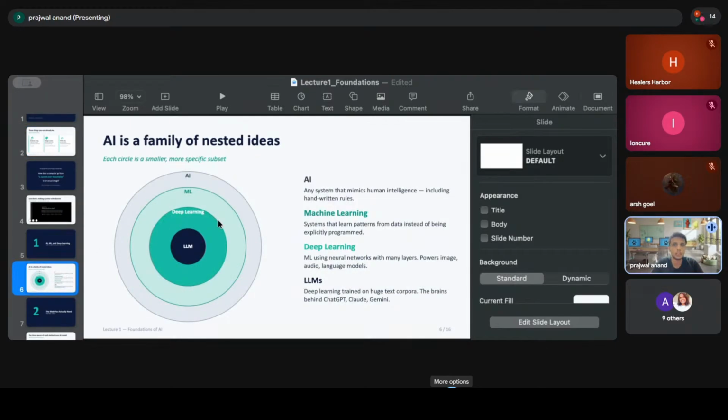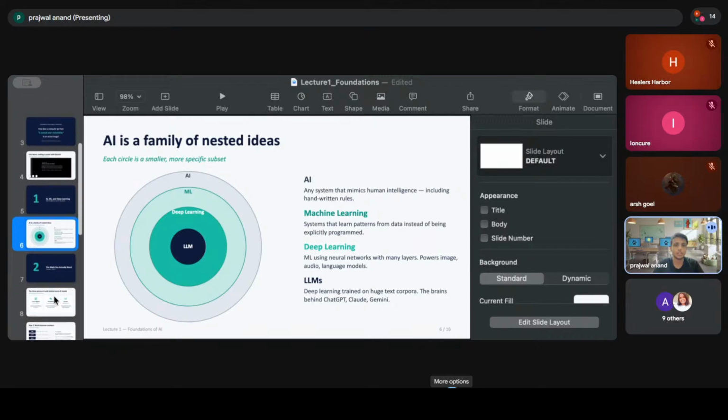AI is something that mimics human intelligence, including handwritten rules. It might be similar to how we had automation previously, and with some added intelligence, it becomes AI. Then machine learning is a model which learns patterns from data. It might be the recommendation systems you use on Netflix and the product recommendations you get on e-commerce sites, like Amazon, Flipkart, and others. And deep learning comes in terms of the facial recognition systems that we have in our phones, and fingerprints and all of that. And when we come to LLMs, the basis of an LLM is the transformer.